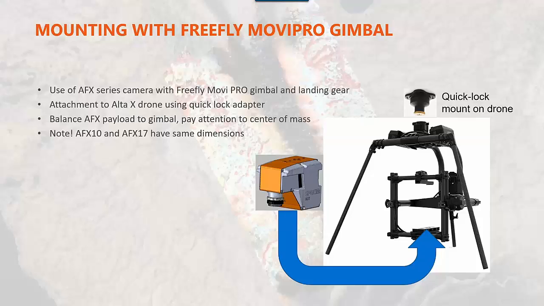Then mounting the AFX series with the Freefly MoVI Pro gimbal. Freefly is providing a set called aerial bundle for MoVI Pro, so that includes the gimbal and a landing gear. You can attach this system easily using a quick lock to Alta X or Alta 8 Pro drones. So the balancing of the AFX camera payload in the gimbal is straightforward, and you can easily use either AFX 10 or AFX 17 since the dimensions of them are the same.